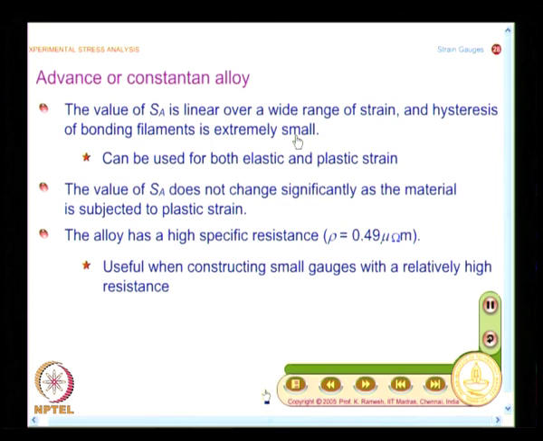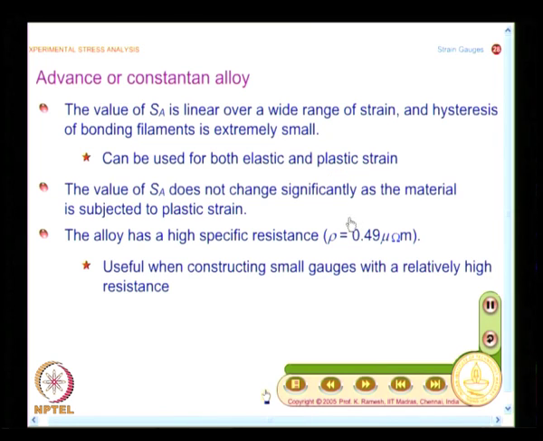We have to avoid hysteresis in our measurement, either minimize or avoid, and what you find in the case of advance or constantan is the hysteresis is extremely small. So, it is very useful, and we have already seen, because SA is close to 2, it can be used for both elastic and plastic strain.